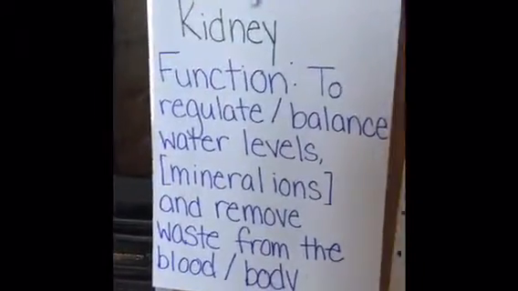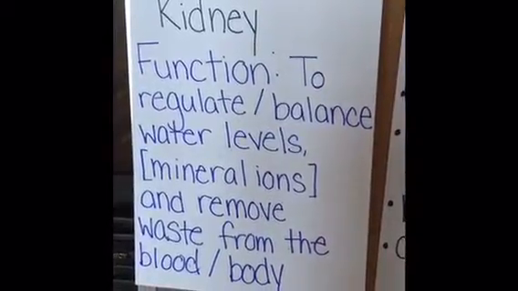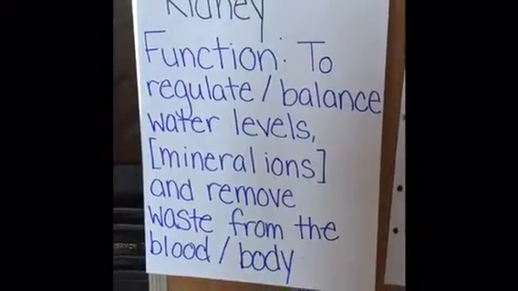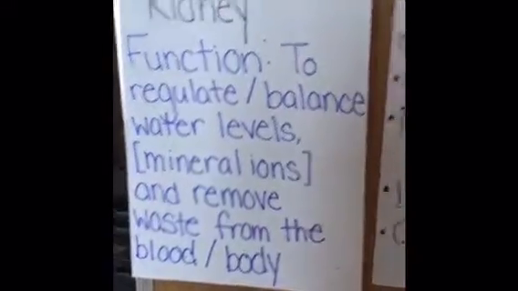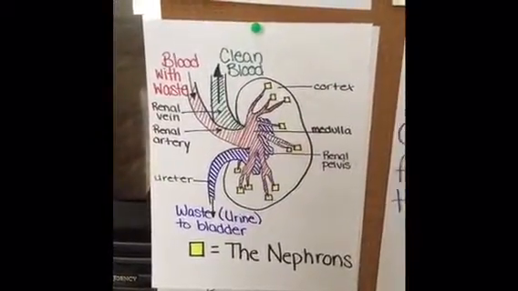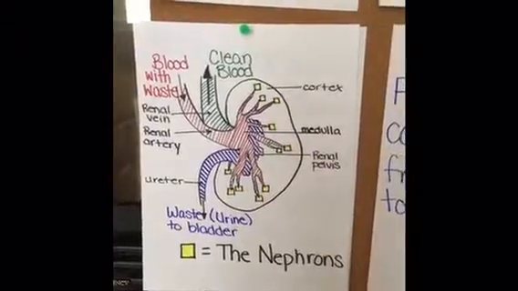The kidney's main function is to regulate and balance water levels in the body, regulate the mineral ion concentration, and remove waste from the blood and body. Now, let's talk about the kidney. The blood enters the kidney through the renal artery, and capillaries transport the blood around the kidney.